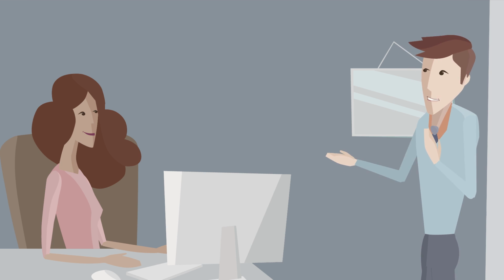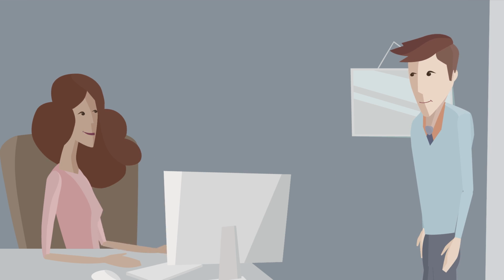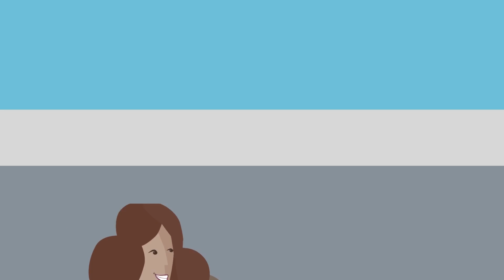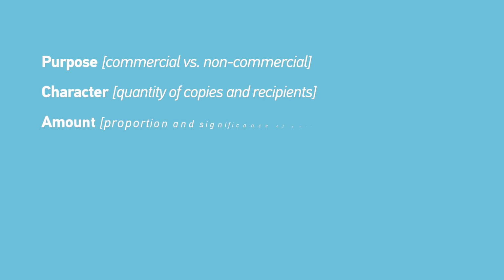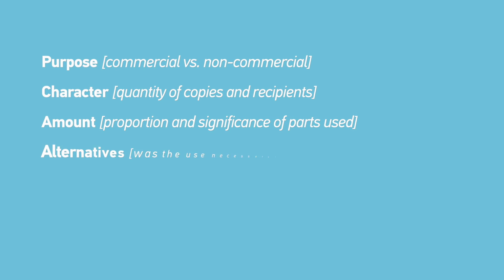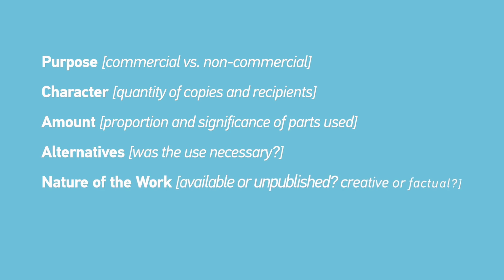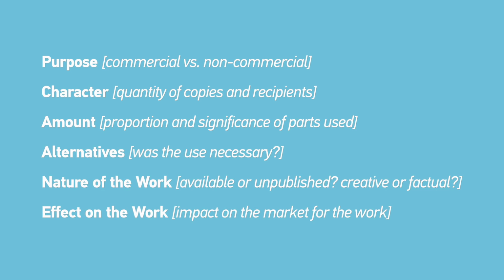And let me guess, you're about to list off the 6 factors. You got it. Fairness should be judged based on 1, the purpose of the dealing, 2, the character of the dealing, 3, the amount of the dealing, 4, the alternatives to the dealing, 5, the nature of the work used, and 6, the effect of the dealing on the work.